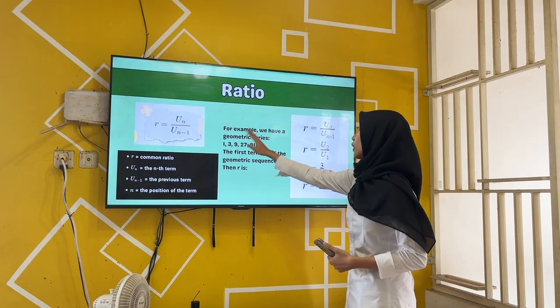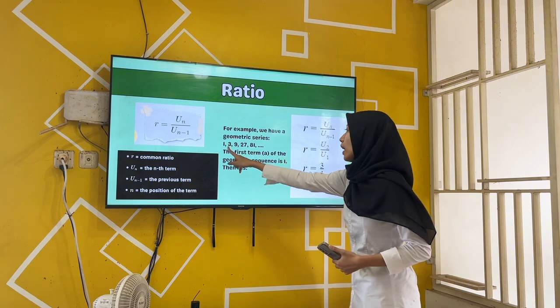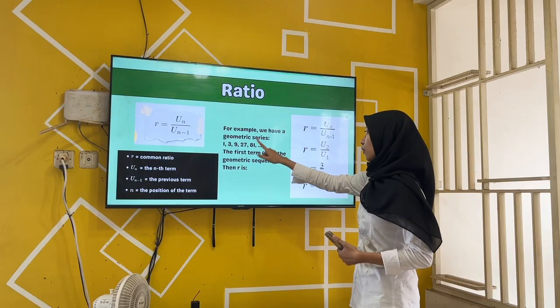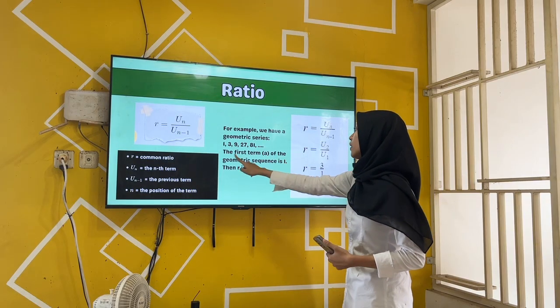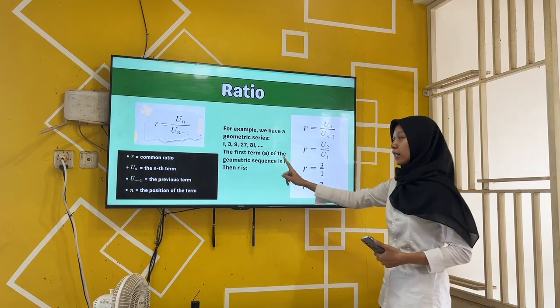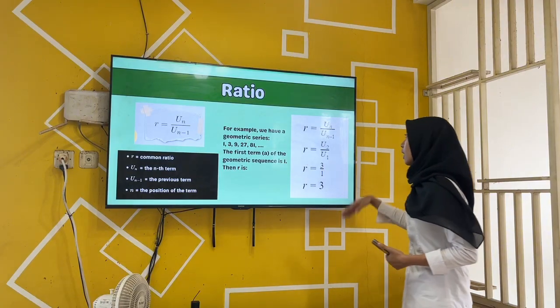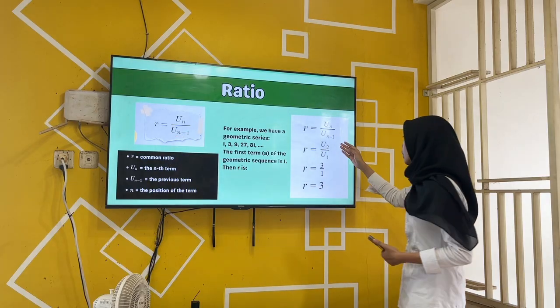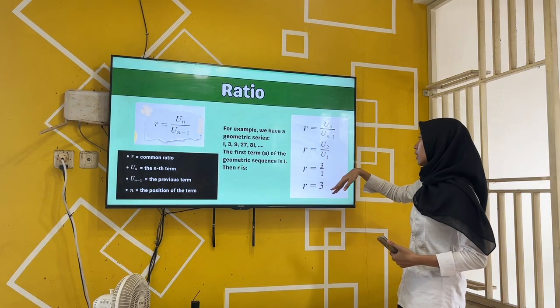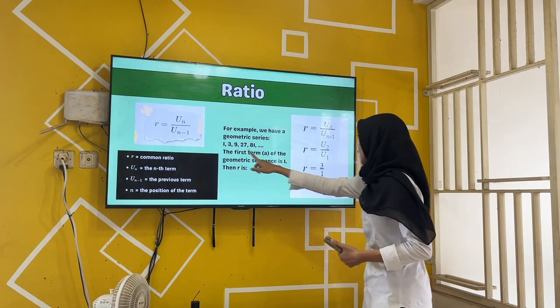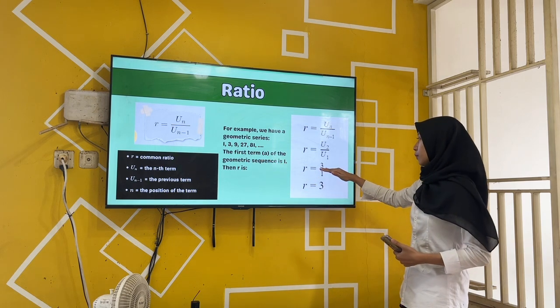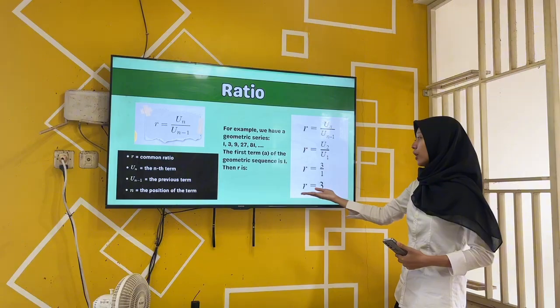Okay, for example, you have a geometric series 1, 3, 9, 27, 81. The first term of the geometric sequence is 1. Then for r, we use this formula and we have U sub 2 divided by U sub 1. U sub 2 is 3, and U sub 1 is 1. 3 divided by 1, and the ratio is 3.